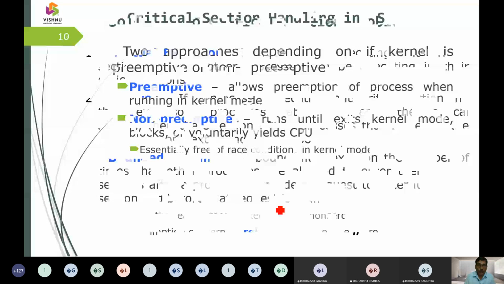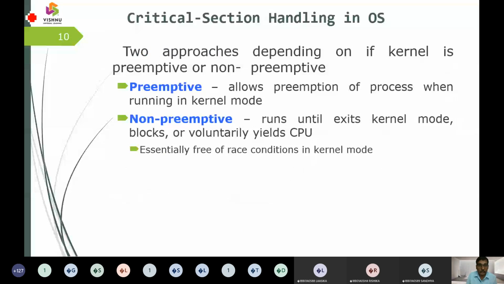Okay, so now the critical section, again the critical section, is going to emphasize two words. One, we are going to call preemption. Another, we are going to call non-preemption. When we say preemption, we can take the diagram here.